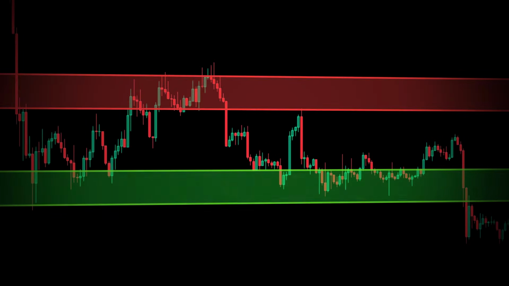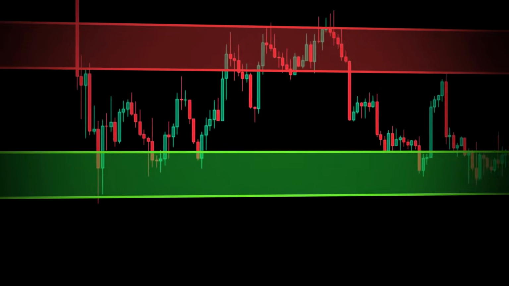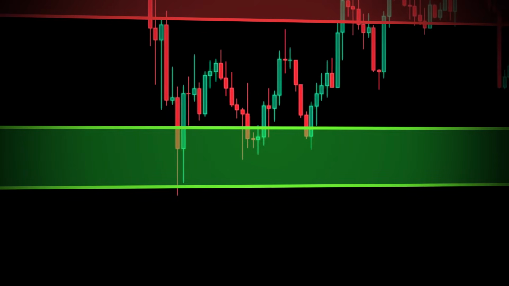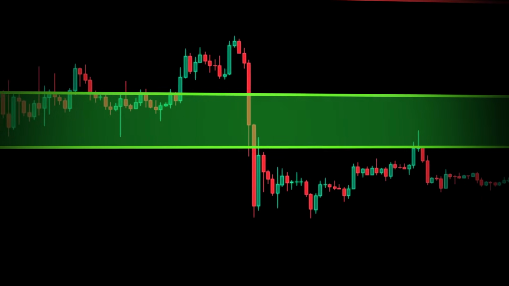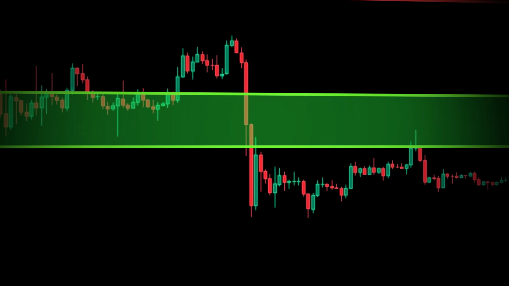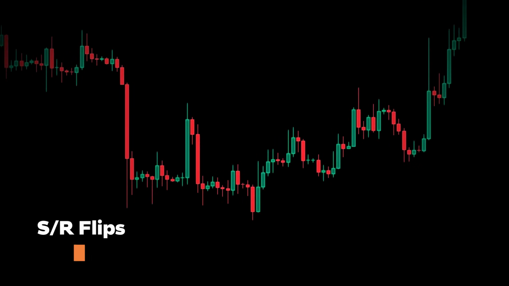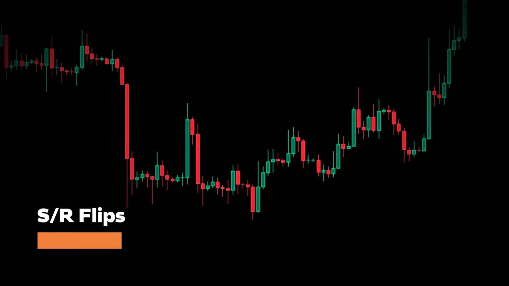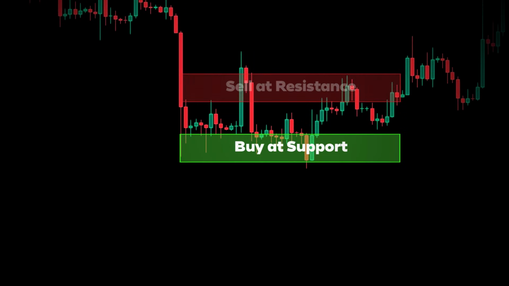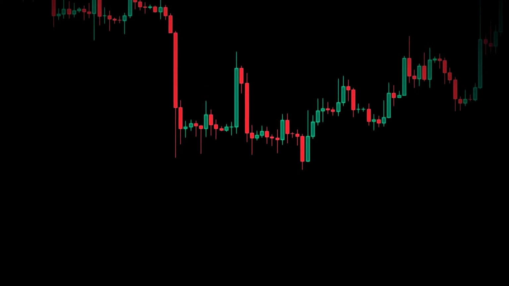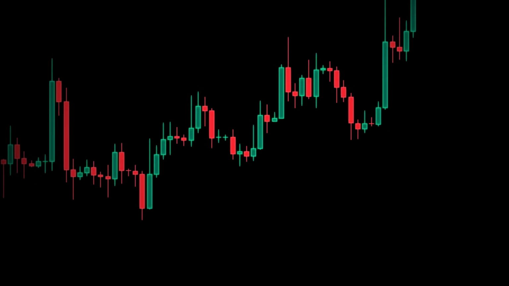Multiple rejections in an area also indicate that it is a strong historical support or resistance. However, the more they're tested, the weaker they become. Each retest has a higher probability of price continuing through. So let's get fancy. Supports and resistances do something called flips. Generally, you want to buy at support and sell at resistance. But what if the market is trending heavily and it breaks through these levels?